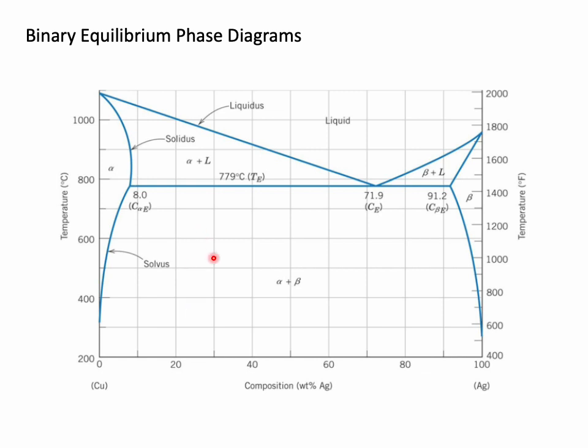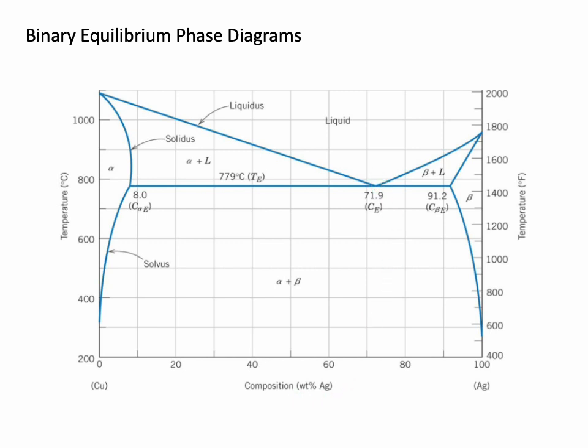Between any set of single phase regions, there's a two-phase region. So right in here is the alpha and liquid, and over here, the beta and liquid, and down here is the alpha and beta. The eutectic is at this point right here, where we can have liquid, alpha, and beta in equilibrium. That occurs at the composition of 71.9, in terms of weight percent silver.